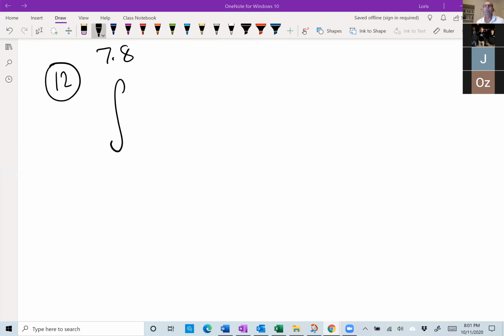Is it the cube root of something? Yes. Cube root of 1 over that.